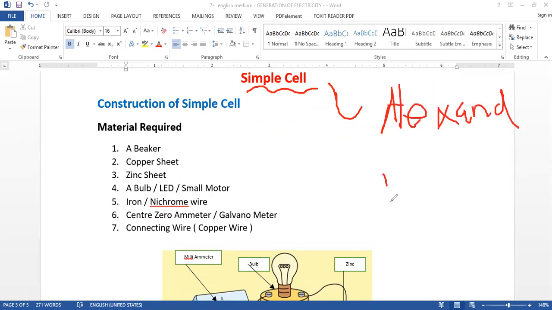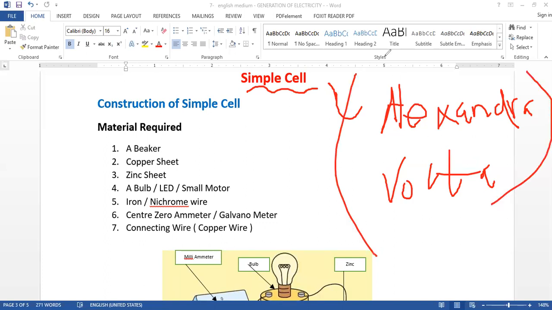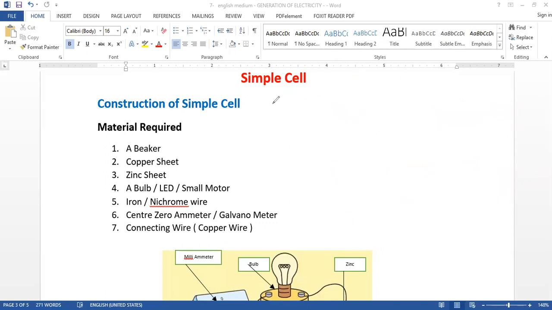Who is that? Alexandra Volta. This guy only. Can you hear me? Yes, sir. Right, okay. So the person who introduced this simple cell is Alexandra Volta, this guy who constructed the first simple cell.